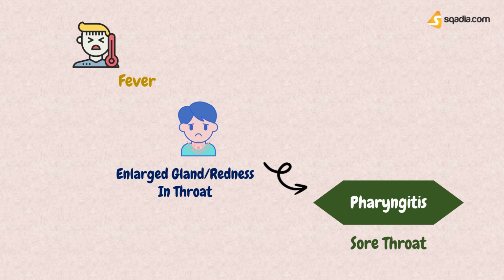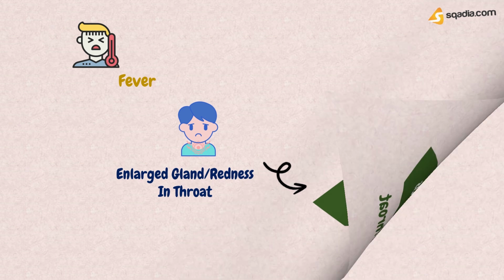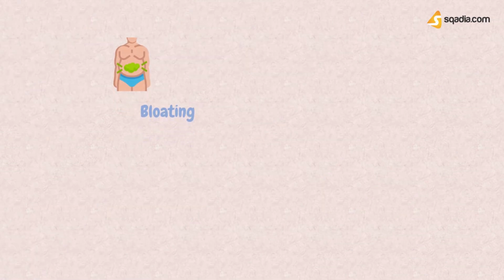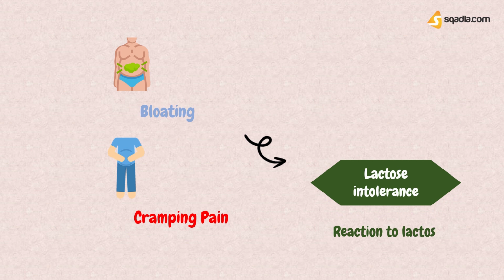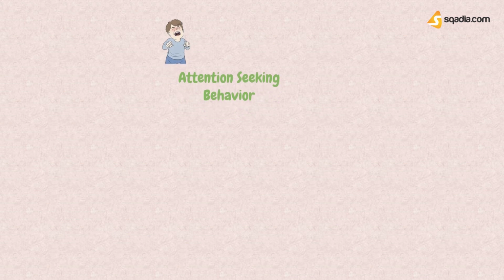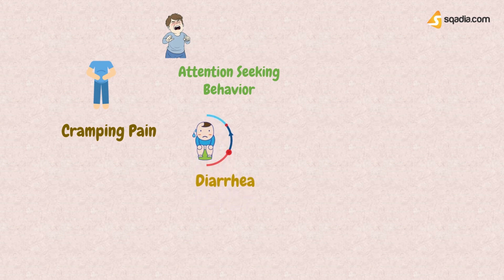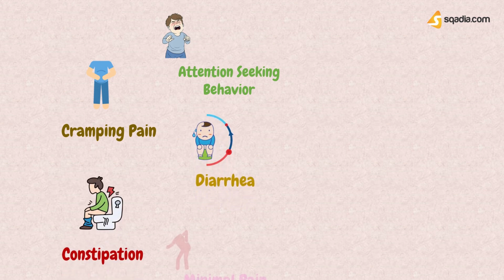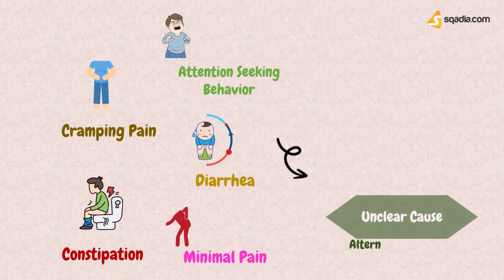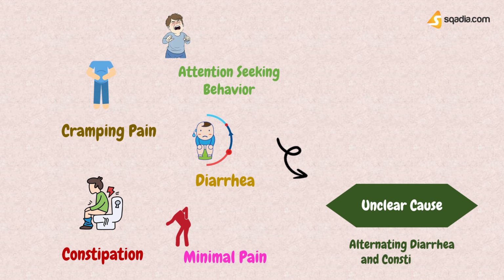And if the abdominal pain is accompanied by bloating and cramping pain, then lactose intolerance might be a reason for this. Well, this is a reaction to lactose, which is a sugar found in milk. Now, if the patient shows symptoms like attention-seeking behavior, cramping pain, diarrhea, constipation, and minimal pain, then this might be due to an unclear cause, as he is having alternating diarrhea and constipation.